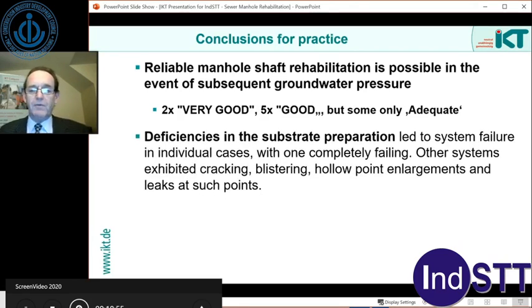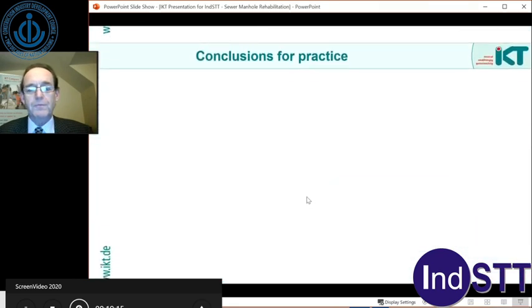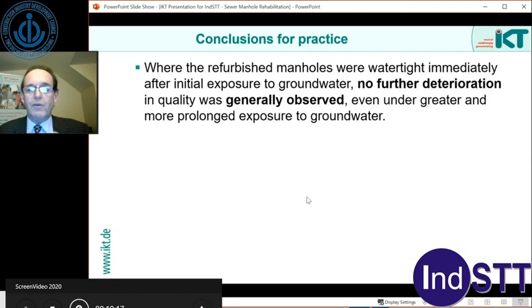What was very clear was that in most cases where we did see a problem, it was deficiencies in substrate preparation. This was in the field, but also with those simulations we did. So if you don't have good preparation of the substrate and the material can't bond, then it will result in problems. We also found that if there are problems, they will appear immediately.